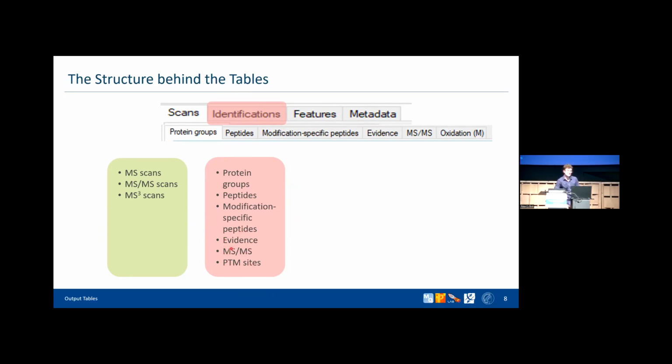So what is evidence? Evidence basically is giving you information about all the peaks that were leading to a peptide identification. But I'm going to talk a lot more about evidence very soon. So you get everything that resulted or is related to an identification in the end.